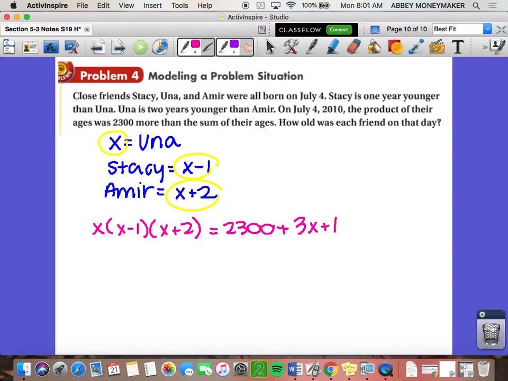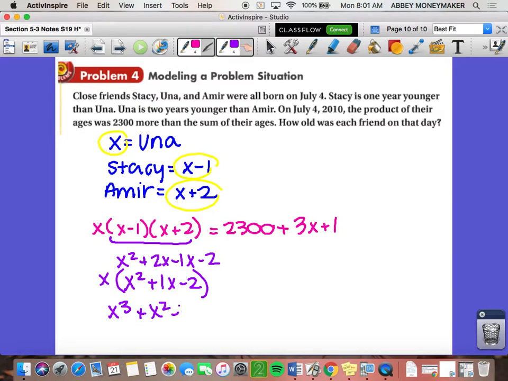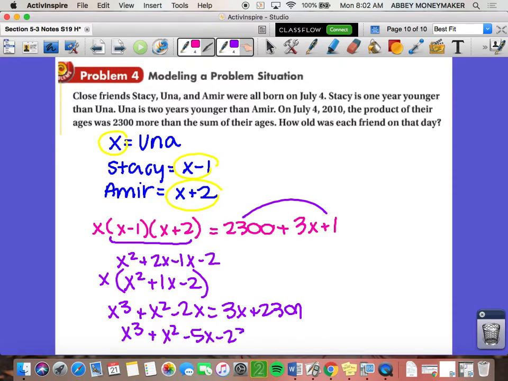And we're going to do the same thing. We're going to multiply. So we have x squared plus 2x minus 1x minus 2. So that gives me x squared plus 1x minus 2. Multiply that by x. That gives me x cubed plus x squared minus 2x is equal to 3x plus 2,301. I went ahead and combined those two. So now let's get everything to one side. x cubed plus x squared minus 5x minus 2,301 is equal to 0.